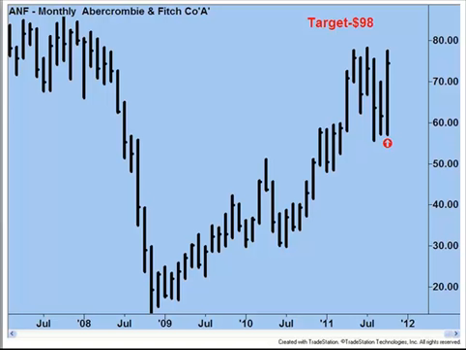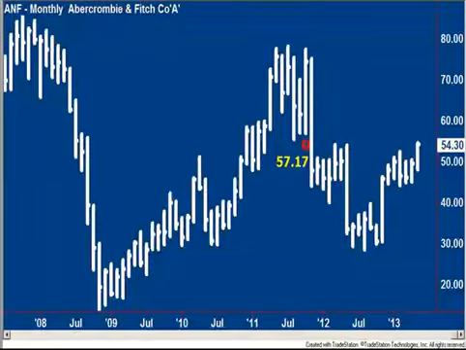The first stock is ANF, or Abercrombie & Fitch. The next upside target for Abercrombie & Fitch is $98. Key support lies at the October low of $57.17. What a wipeout! ANF closed below our key support level the very next month. But don't worry, it gets better. That was the only stock we reviewed that didn't move up at all.